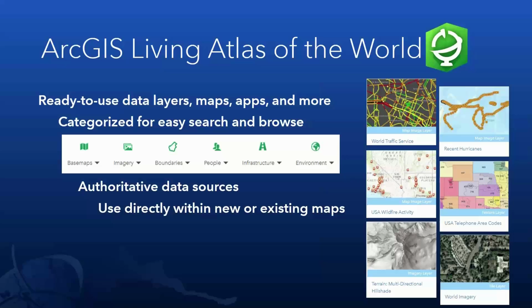To get started with working with real-time data, you don't even need to stand up a server or even work with server products. You can actually take advantage of the Living Atlas of the World, which is Esri's collection of ready-to-use data, layers, maps, apps, and more. It's categorized for easy search, and it's authoritative data.